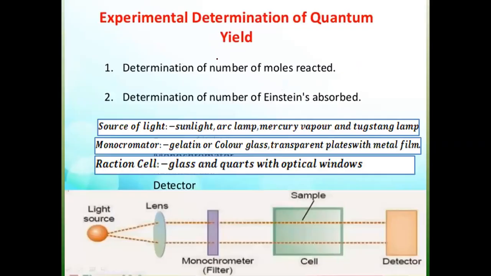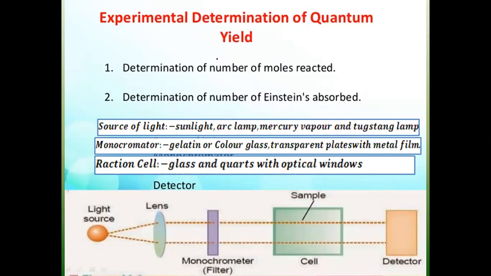Then next is how to determine the quantum yield. For the determination of quantum yield, we have to do two things. We have to find out two different terms, take the ratio of these two, and you will get the value of the quantum yield. First, you have to find out the number of moles reacting in this reaction. When you find the quantum yield of any specific reaction, you can calculate how many molecules reacted. So this is the first step for the quantum yield determination.